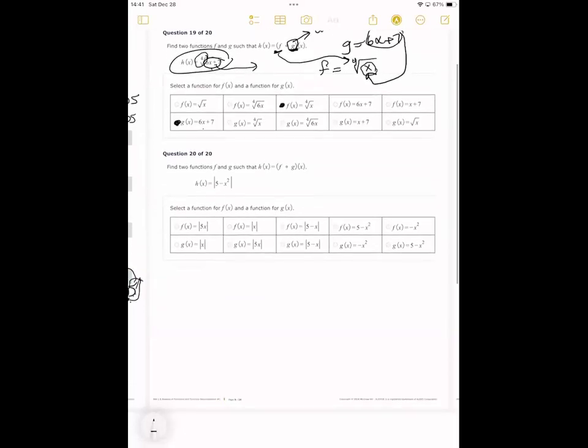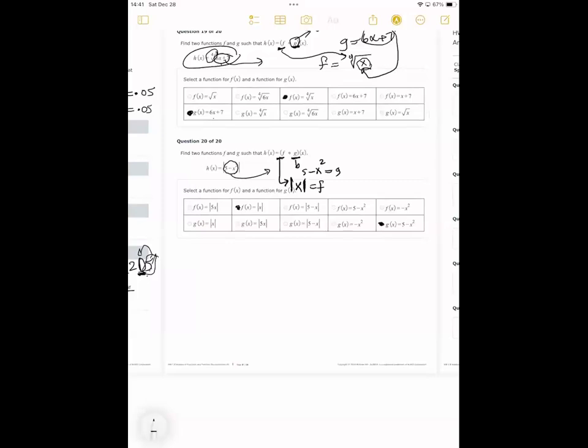The same thing for the next problem. What is inside the absolute value is your g. G is what's inside the absolute value, and then f is the absolute value. That's your g, and that's your f. So g is 5 minus x to the power 2, and f is the absolute value of x. Those are the two functions. And that's the final question.